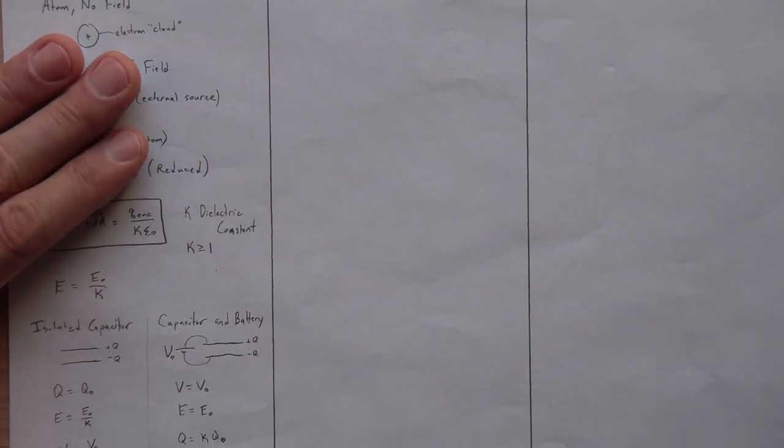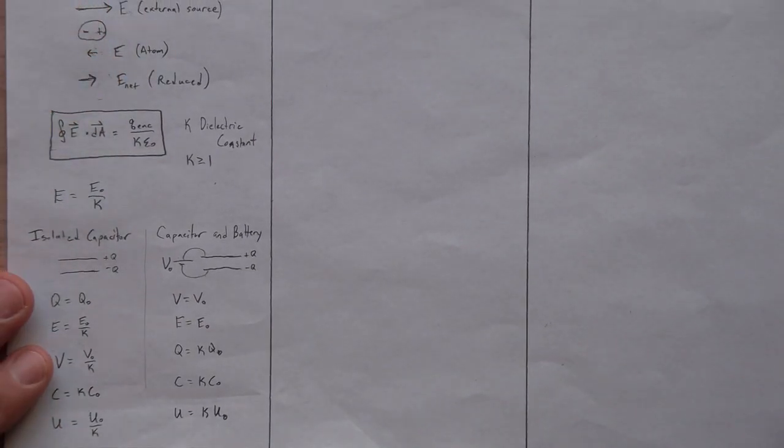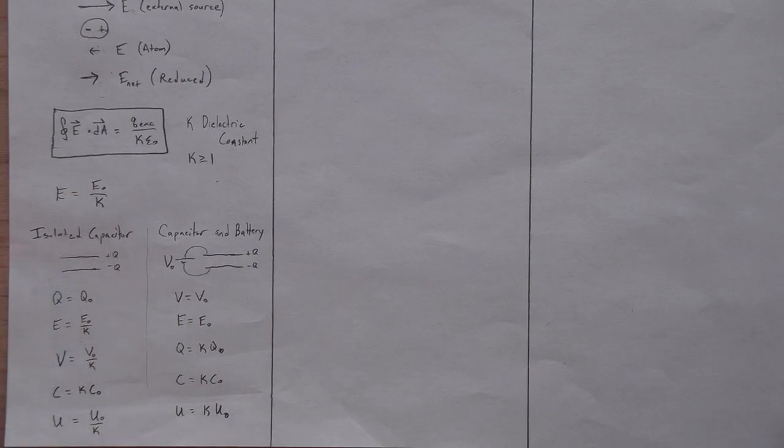One final little piece here. The AP also wants you to be able to figure out how the dielectric affects capacitors when you put the dielectric into it. And there are two situations. One, the capacitor is isolated. I charge it up, and then I disconnect the battery, and I have positive and negative charge, Q and negative Q, on the two plates of the capacitor.